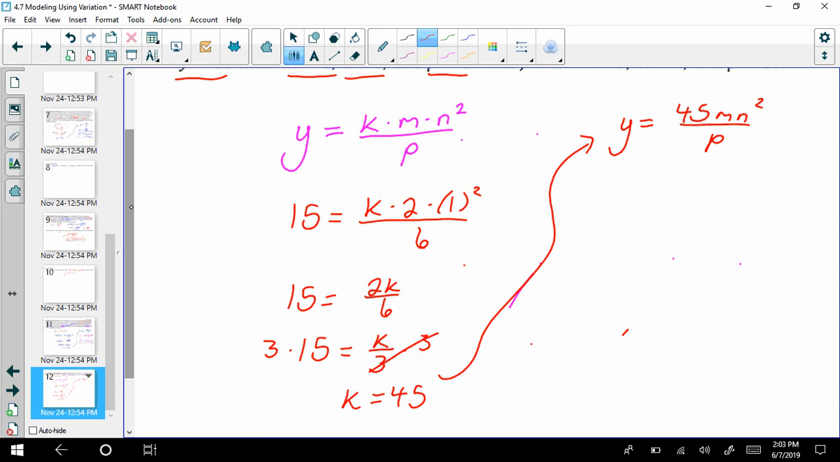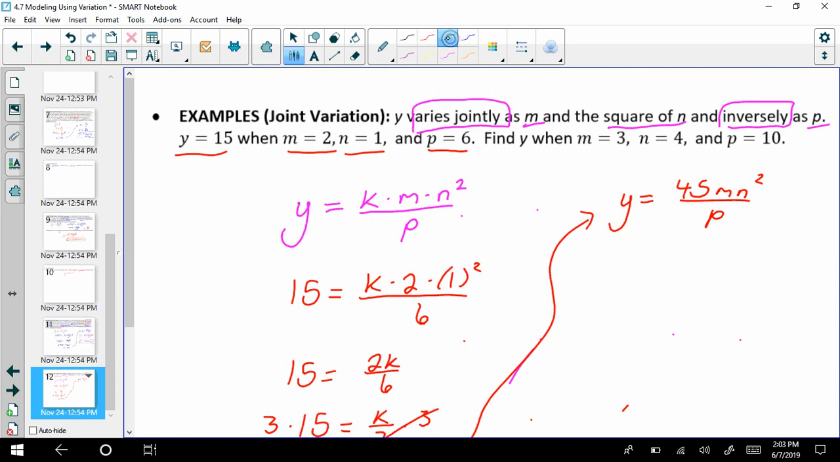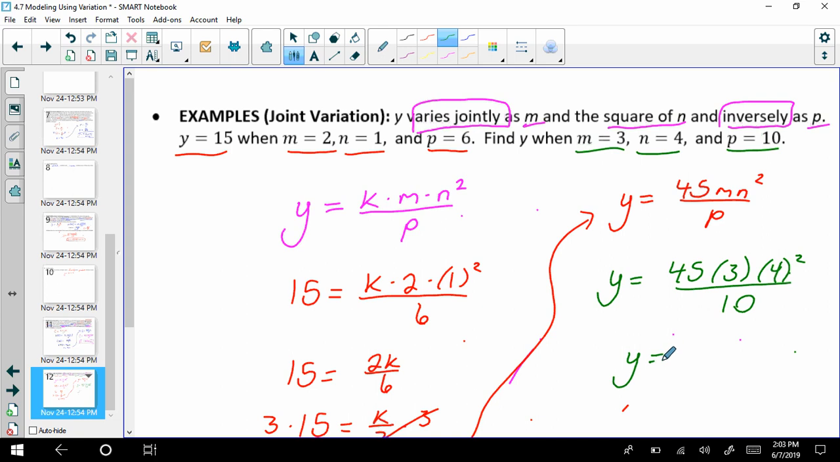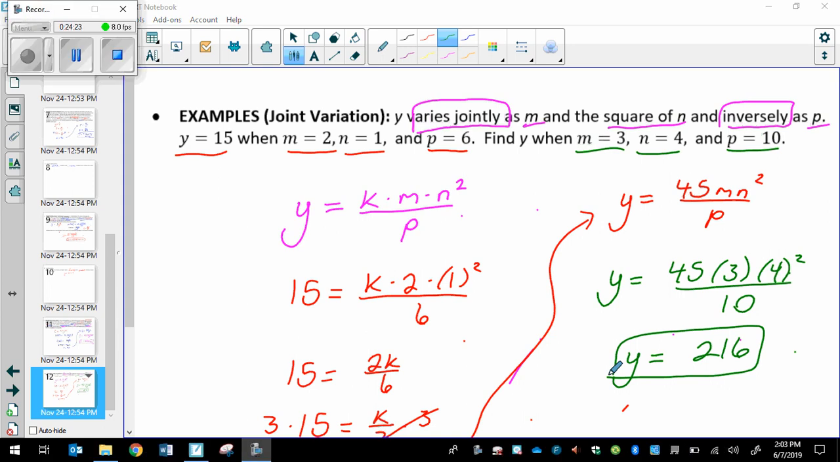And now they're going to ask me to find something with it. So find y when m is 3, n is 4, and p is 10. So if we do all of our multiplying and dividing, make sure you're trying this in your calculator to make sure you can get the answer. I believe you should get y equals 216. So watch out for those key phrases, because that'll tell you how to set it up.